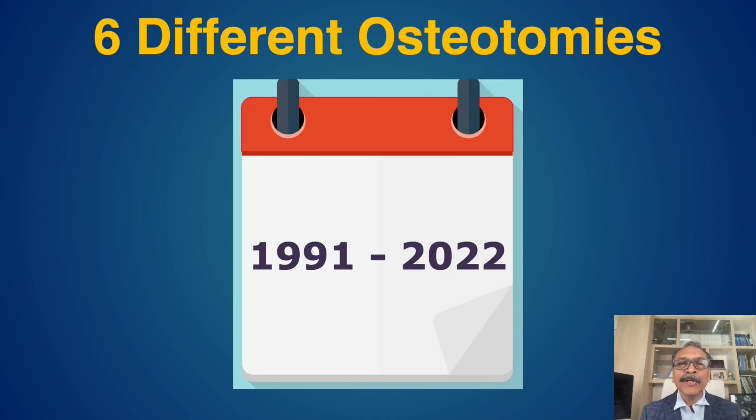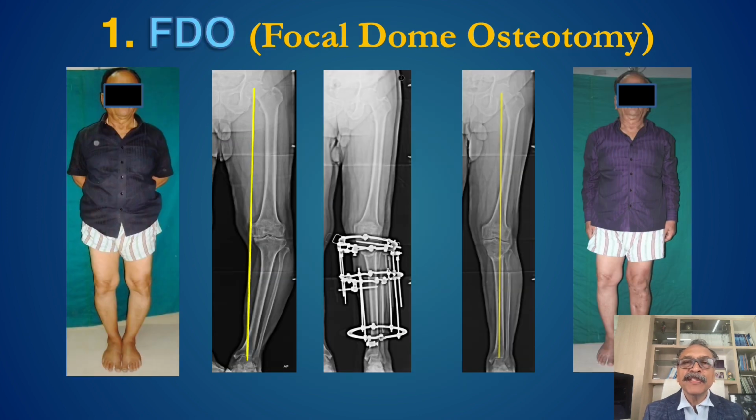So this talk is based on the 6 different osteotomies that I have been performing for the last 32 odd years. The first one is the focal dome osteotomy, which was described by Dr. Paley, done with the Ilizarov fixator. For the first 15 years, I exclusively performed this osteotomy, and it has tremendous advantages. It's a little difficult to master, but the rewards are innumerable.